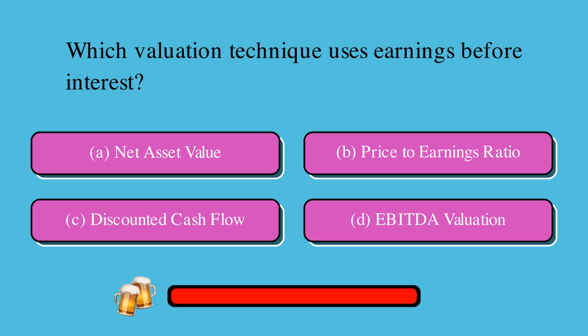Which valuation technique uses earnings before interest? Is it A, net asset value, B, price to earnings ratio, C, discounted cash flow, or D, beta valuation? The correct answer is D, EBITDA valuation.